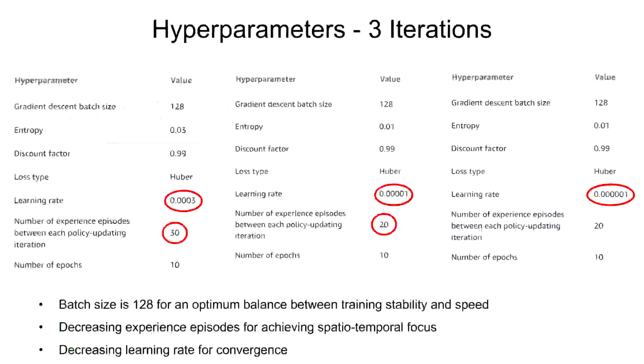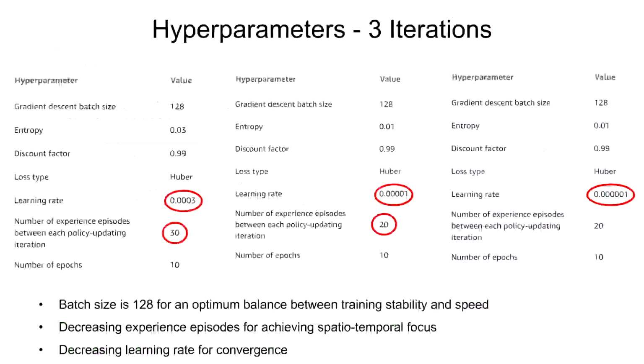From here we can see that the gradient descent batch size is 128. I selected this for optimum training stability and speed. I progressively reduced entropy throughout the different iterations to improve exploitation and reduce exploration and variance over time.